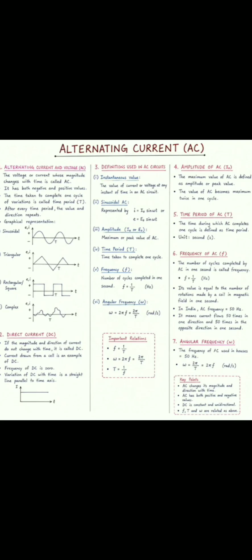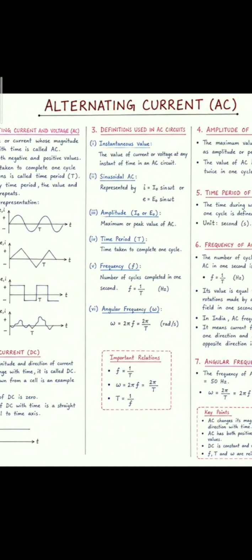And the variation of DC with time is a straight line parallel to the time axis. It is a graph, and the graph is a straight line.